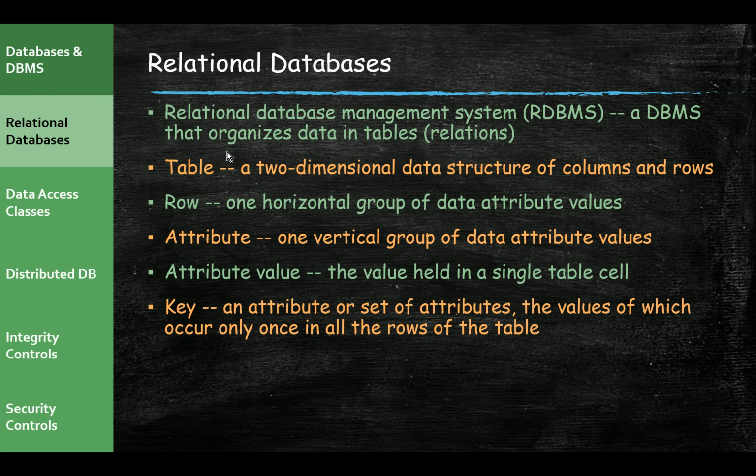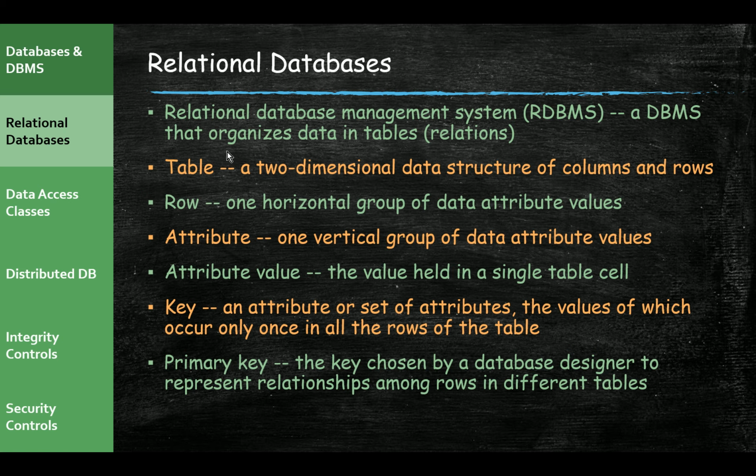A key is an attribute or a set of attributes, the values of which occur only once in all of the rows in the table. So anything that is unique to a row or to a record, we could say. So anything unique to a record, any value or any attribute that's unique to a record is the key. So a key has to be unique. That's the important distinction there. Keys don't have to always just be one value. It could be a combination of different values to get a key. And that certainly does happen naturally in some databases.